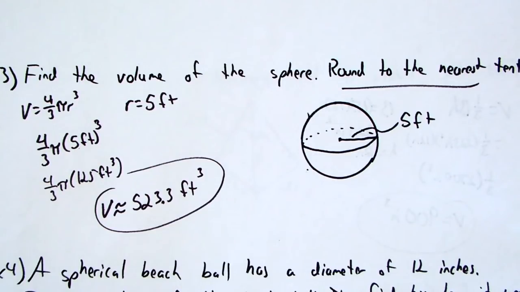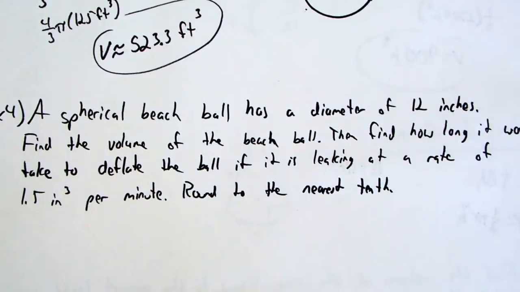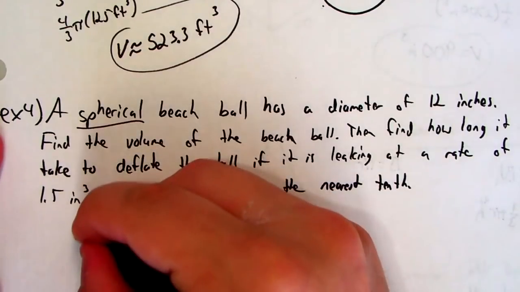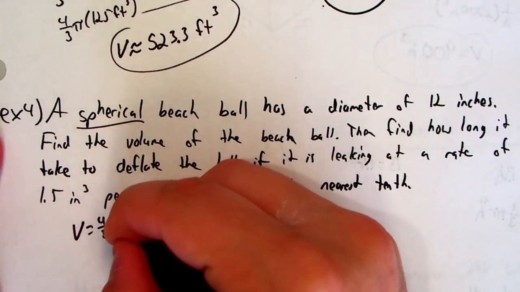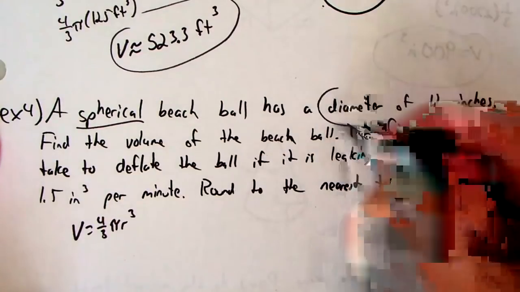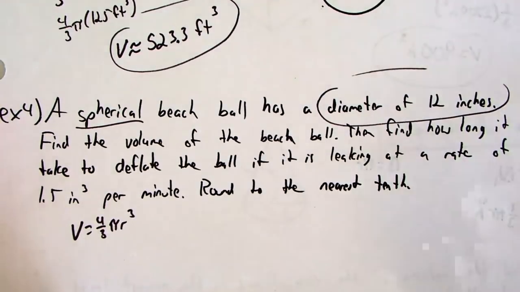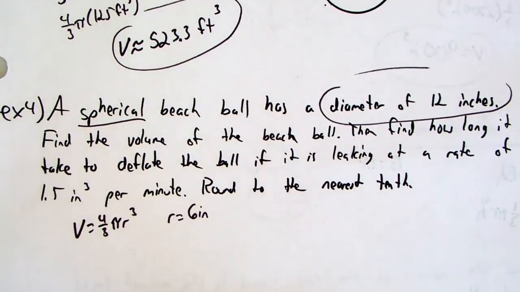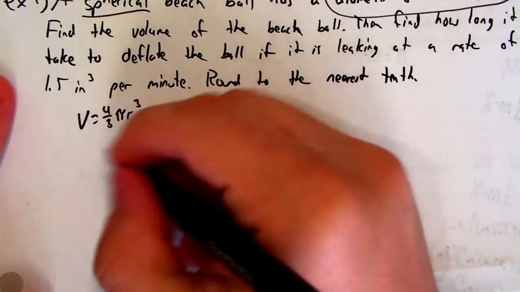Last thing. Example 4, a spherical beach ball has a diameter of 12 inches. So because it says spherical, that means we're going to be looking at the volume of a sphere. Has a diameter of 12 inches. The radius is half of that, so the radius would be 6 inches. So it says find the volume of the beach ball, and then find out how long it would take to deflate the ball if it is leaking at a rate of 1.5 cubic inches per minute. So, find out the volume first.